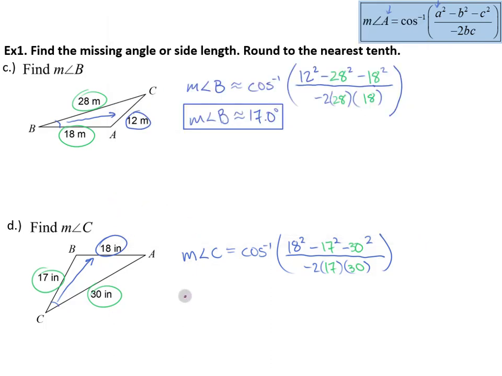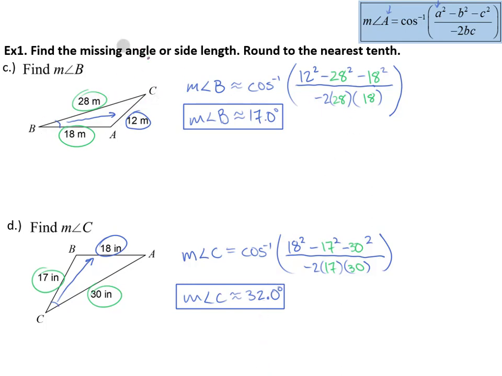About 32.0. So the measurement of angle C is approximately 32.0 degrees. And that extra 0 just lets anybody that's reading our answer know it's not exactly 32, but we round to the tenths place, and it just happened to round to 0.